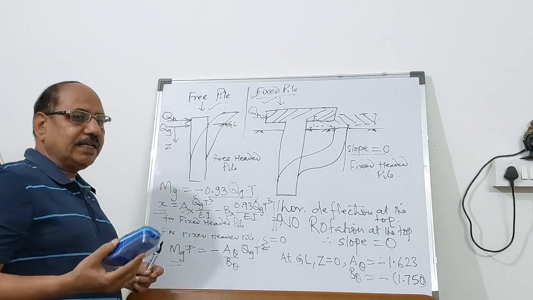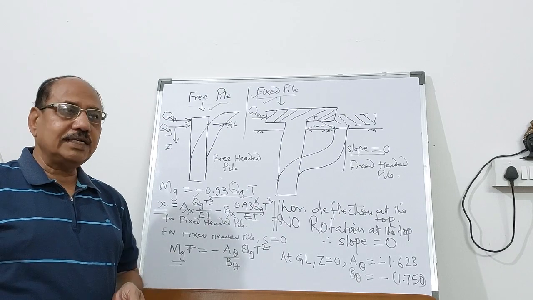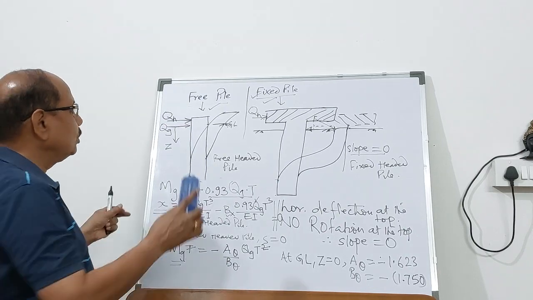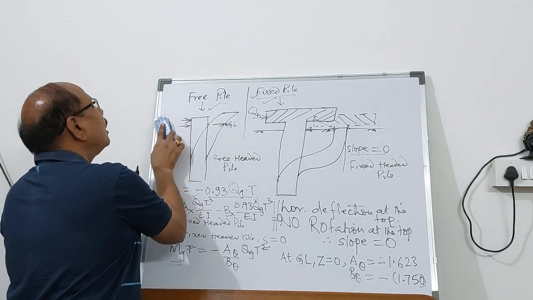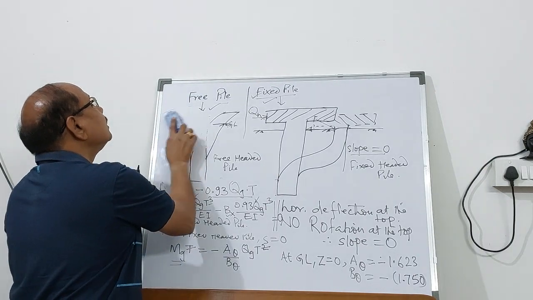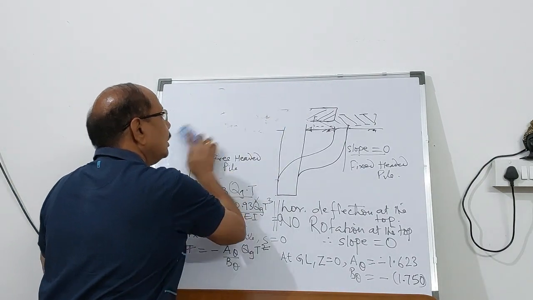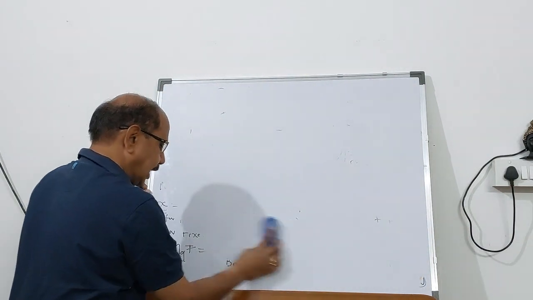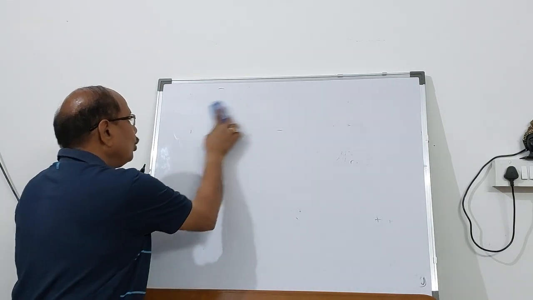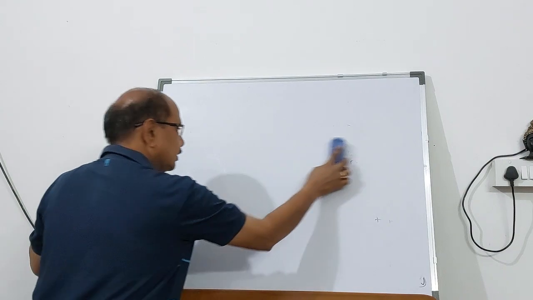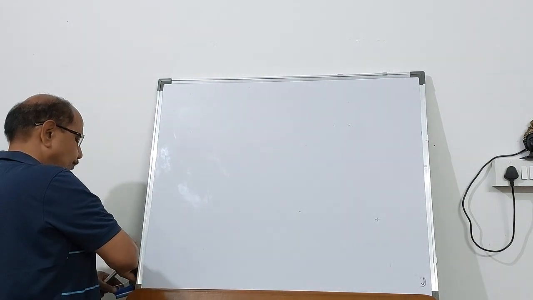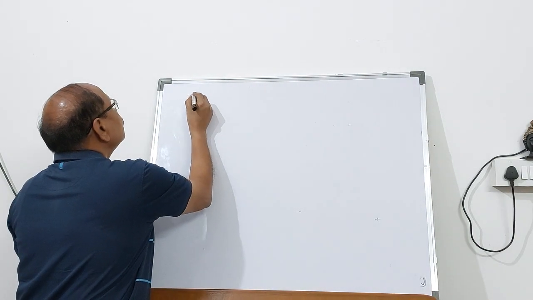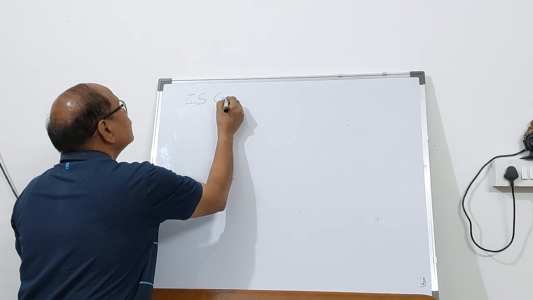There is also a method given in IS 2911 Part 1 Section 1, 2010. You can find out how to find the deflection and moment. So deflection and moment can be found out for both free-headed pile and fixed-headed pile. So IS code method, you can use it.